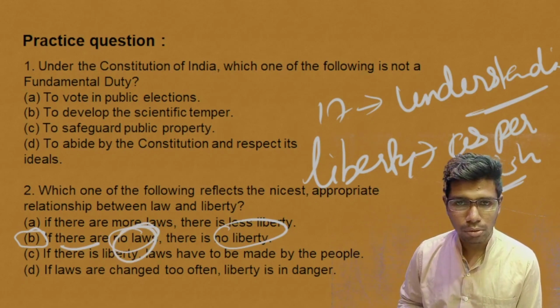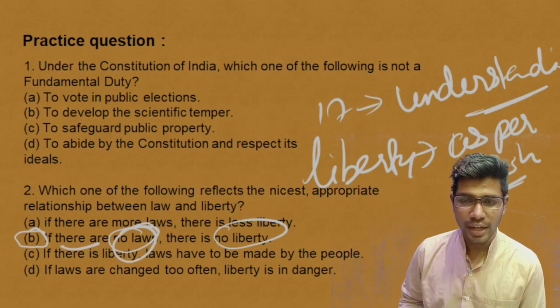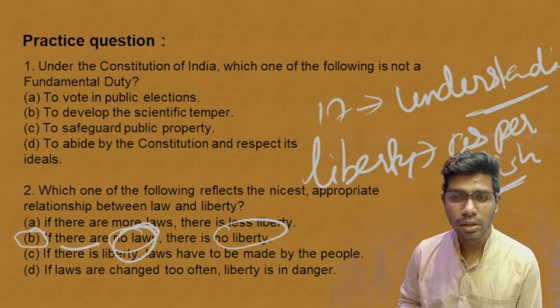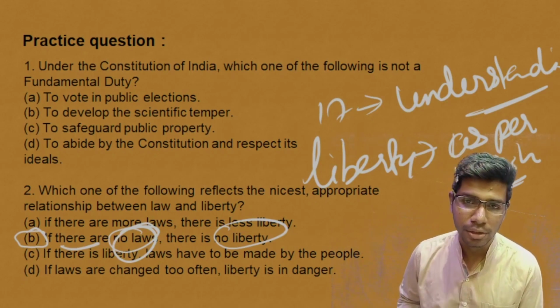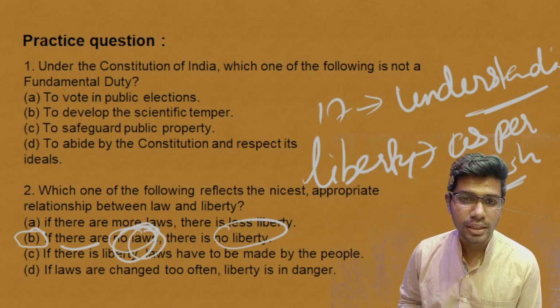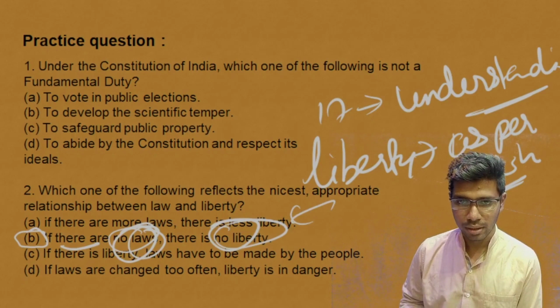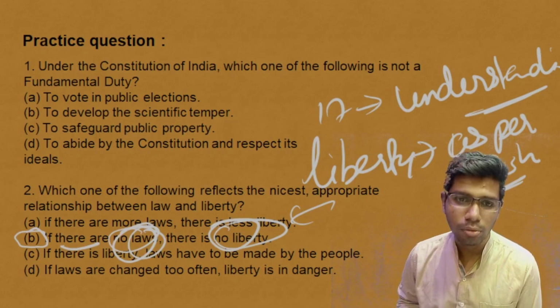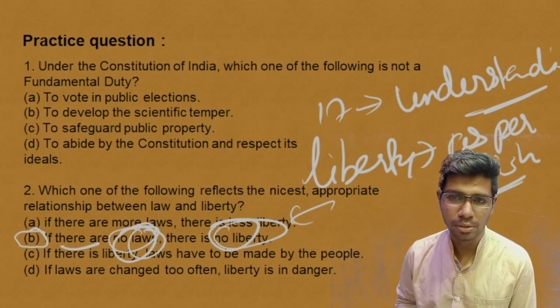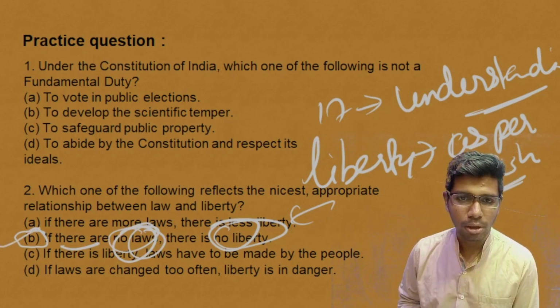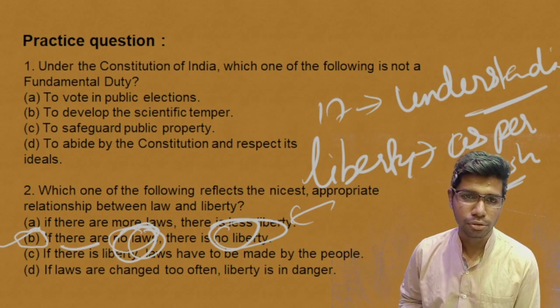So if there are no laws stopping me, no statute letting me know that going beyond the limits might hamper your liberty, or might lead to the killing of some other person, that leads to no liberty for the other person, right? If my liberty is absolute, your liberty is almost zero. So we need proper laws which limit the liberty of a person until it hampers the rights of the other. So I think option B is the option that you should select in this kind of question.